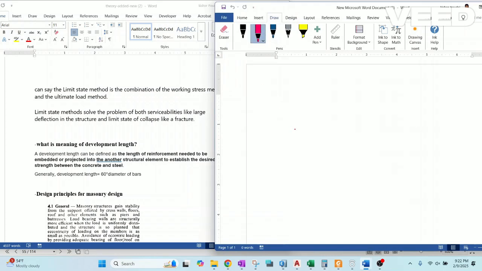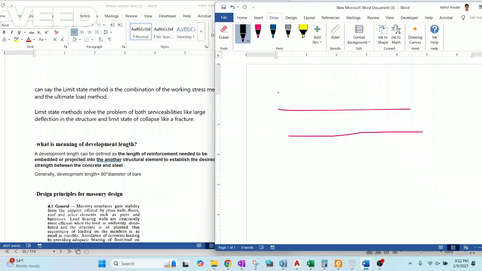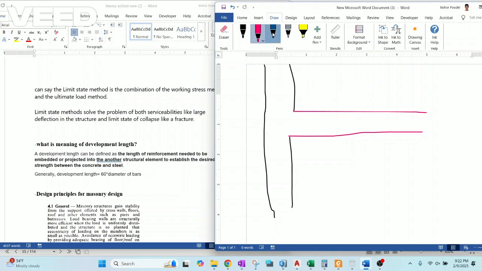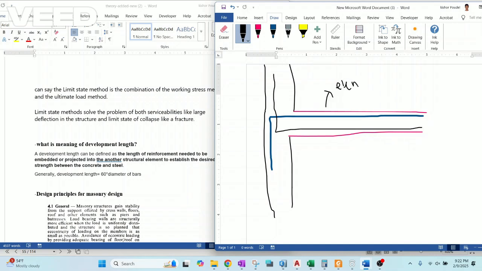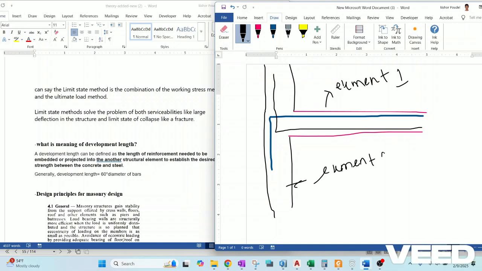Look here. For example, this is the beam, and this is the column. Here is the top bar of the beam, and it goes like this, whereas the bottom bar comes like this and goes upward. This is element 1, and this is element 2. Element 1 means beam, whereas element 2 is column. So these are two structural elements.